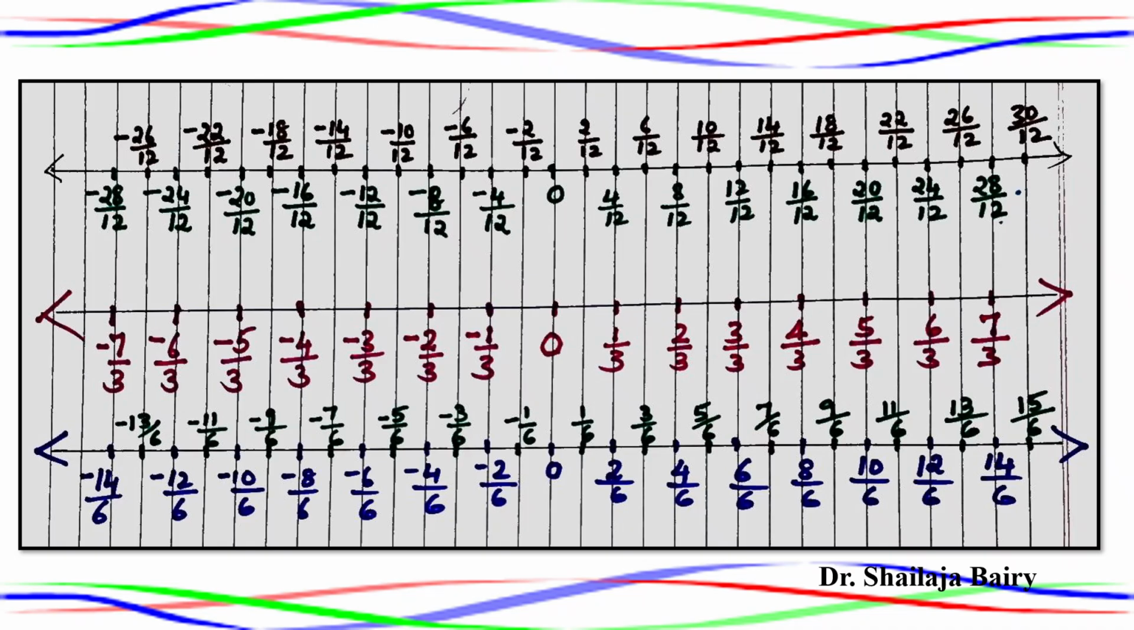The central number line is the one which we considered as an example in the last class, and we have taken the denominator as 3. All the rational numbers were having the denominator 3. So the number line has 0 at the center, 1 by 3, 2 by 3, 3 by 3, etc. on the right, and minus 1 by 3, minus 2 by 3, etc. on the left.